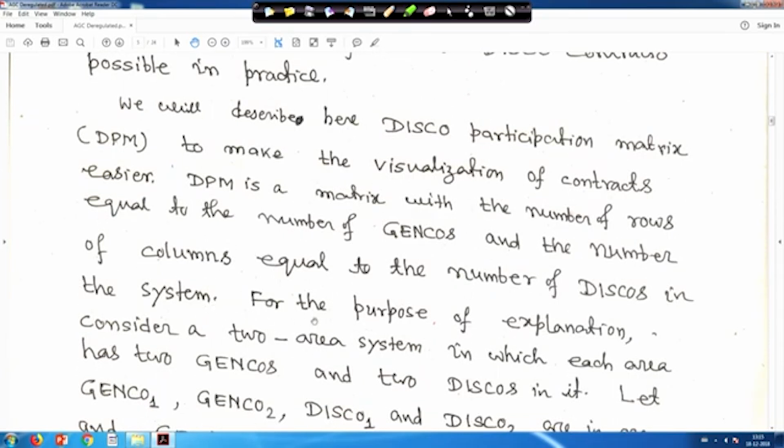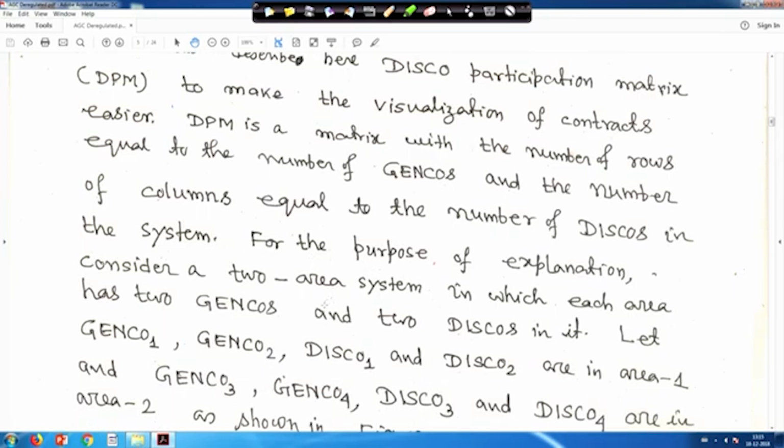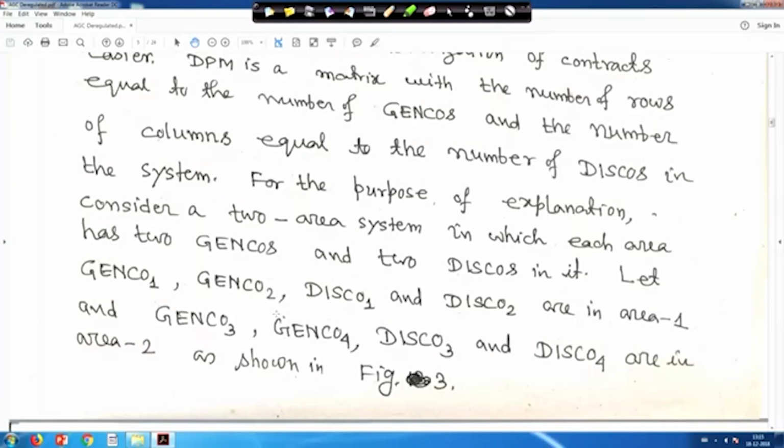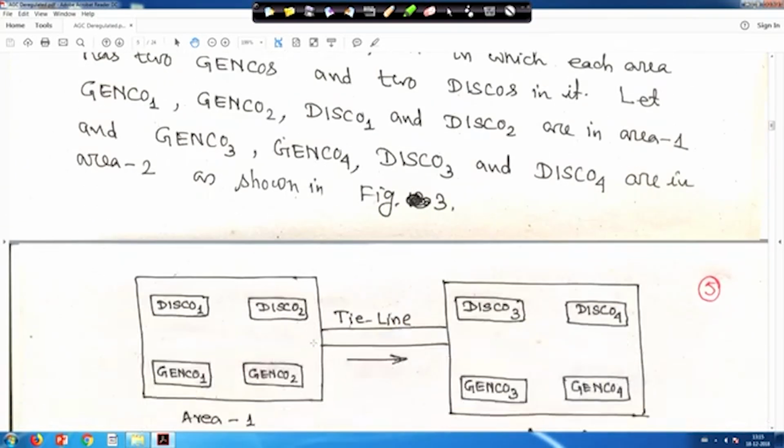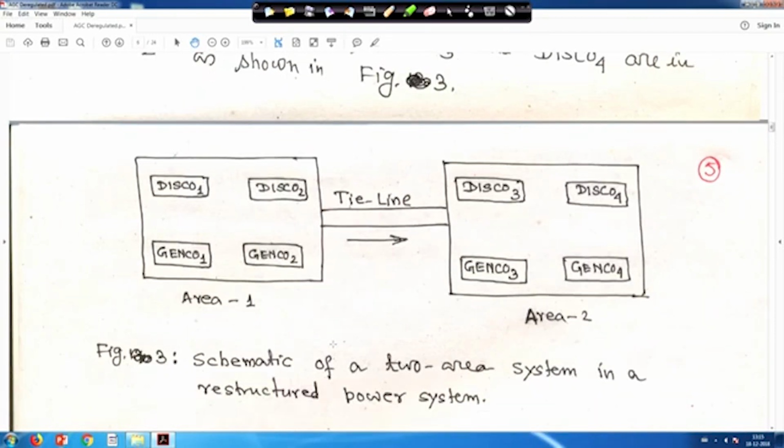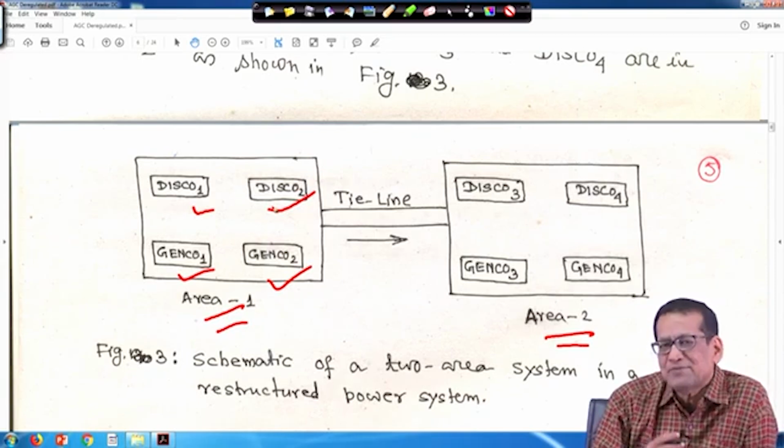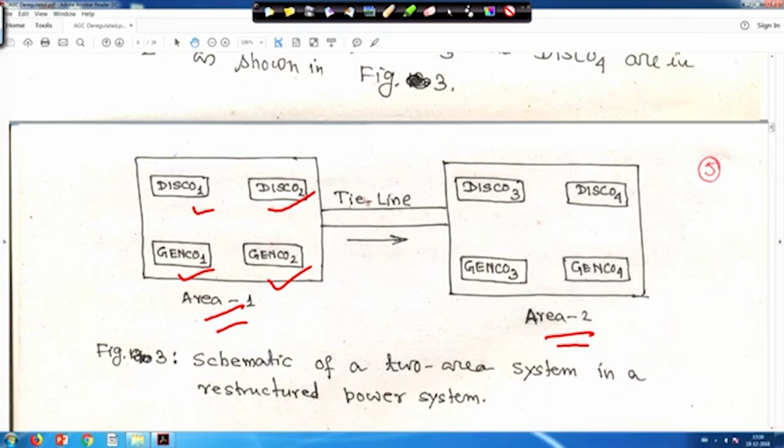For the purpose of explanation, just consider a two-area system in which each area has two GENCOs and two DISCOs. Let GENCO 1, GENCO 2, DISCO 1, DISCO 2 be in area 1 and GENCO 3, GENCO 4, DISCO 3, DISCO 4 be in area 2, as shown in figure 3. Now, let us try to understand this. Although it looks simple, some understanding is required. Suppose this is my area 1 and this is my area 2. In area 1 two GENCOs and two DISCOs do not mean anything special; it may be 2 GENCOs and 4 DISCOs or 4 GENCOs and 2 DISCOs. Just for the sake of explanation we have taken it like this, and these two areas are interconnected by a tie line.